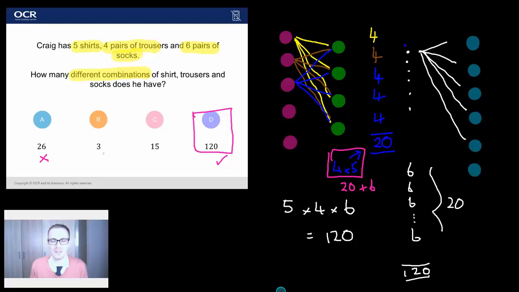What about 3? Oh, 3's not so good. 3's just saying, well, there's a shirt, trousers, socks, 3 different items, 3 different combos. And 15's a common one, right? 5 plus 4 plus 6. There's got to be 15 different combos. But no, we've got to multiply. And we've seen why with this diagram.